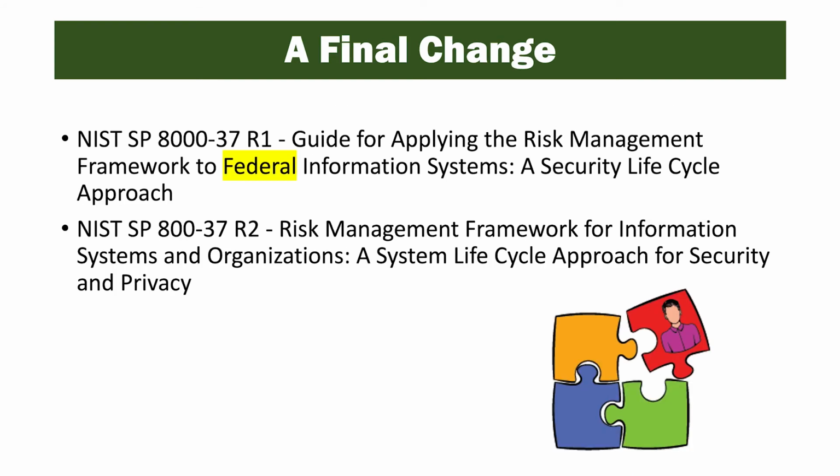A final change that we talk about here is in the name of the document itself. So we see in NIST Special Publication 800-37, Revision 1, the name is A Guide for Applying the Risk Management Framework to Federal Information Systems, a Security Lifecycle Approach. And the big point I highlighted there is the word federal. And we see in NIST Special Publication 800-37, Revision 2, the title is A Risk Management Framework for Information Systems and Organizations, a System Lifecycle Approach for Security and Privacy.